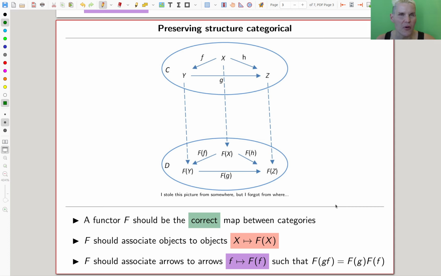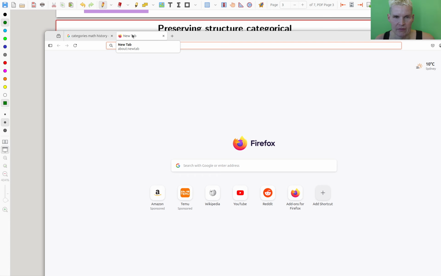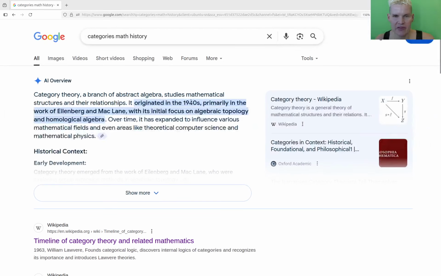Functor, I'm not quite sure where that comes from. It's a name without any real meaning. It comes from the original paper of Eilenberg and MacLane, which I can just pull it up. That's not what I wanted to do. It originated in the 1940s, right? Eilenberg and MacLane, as I said.